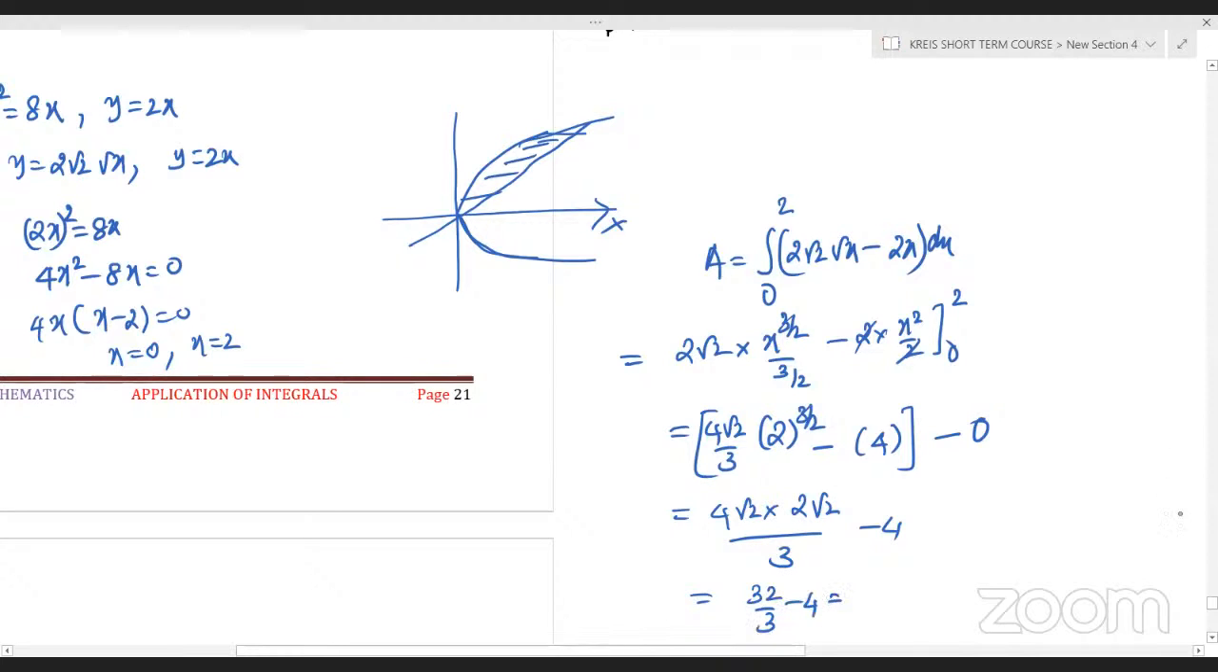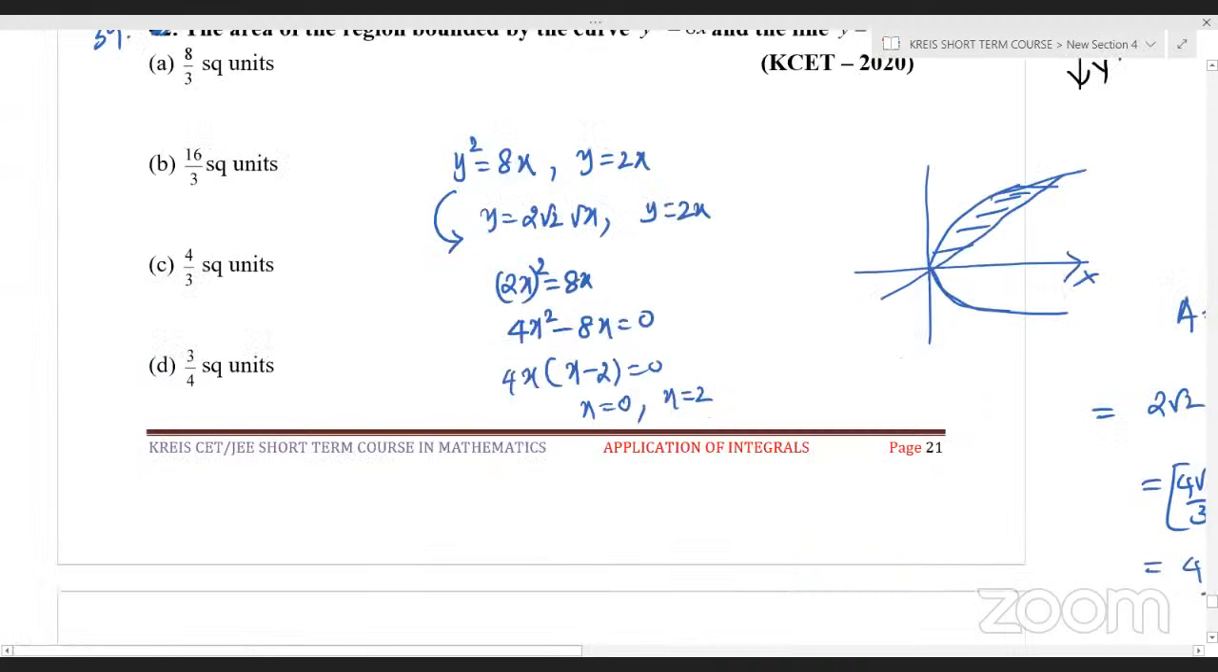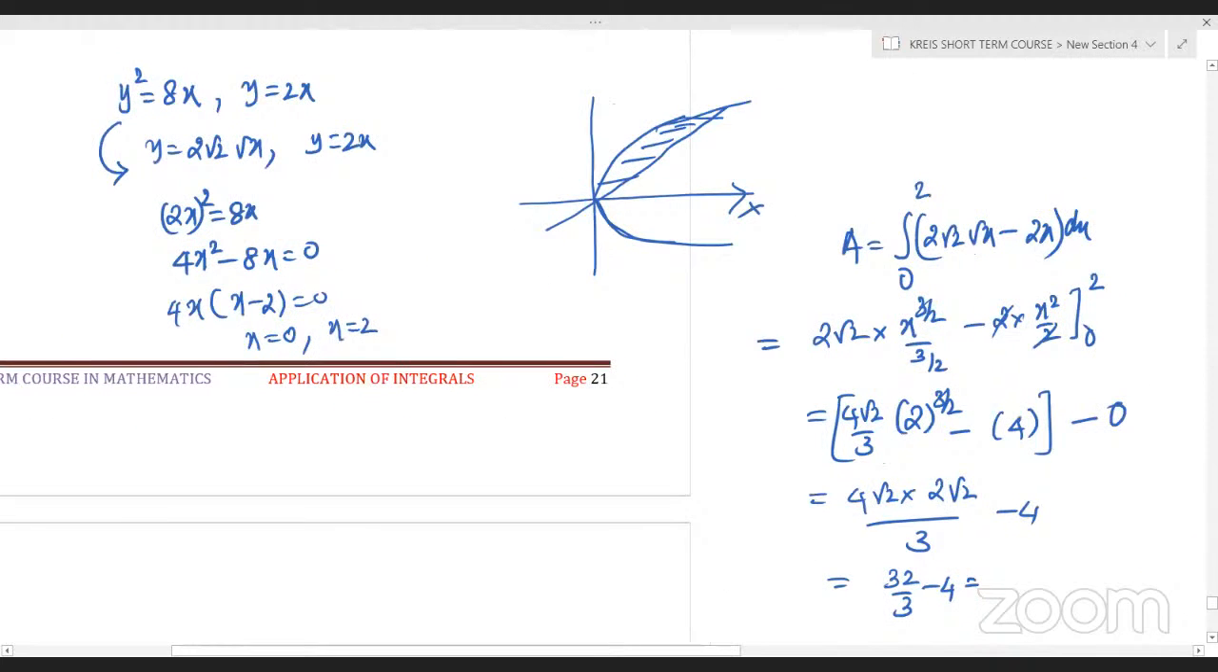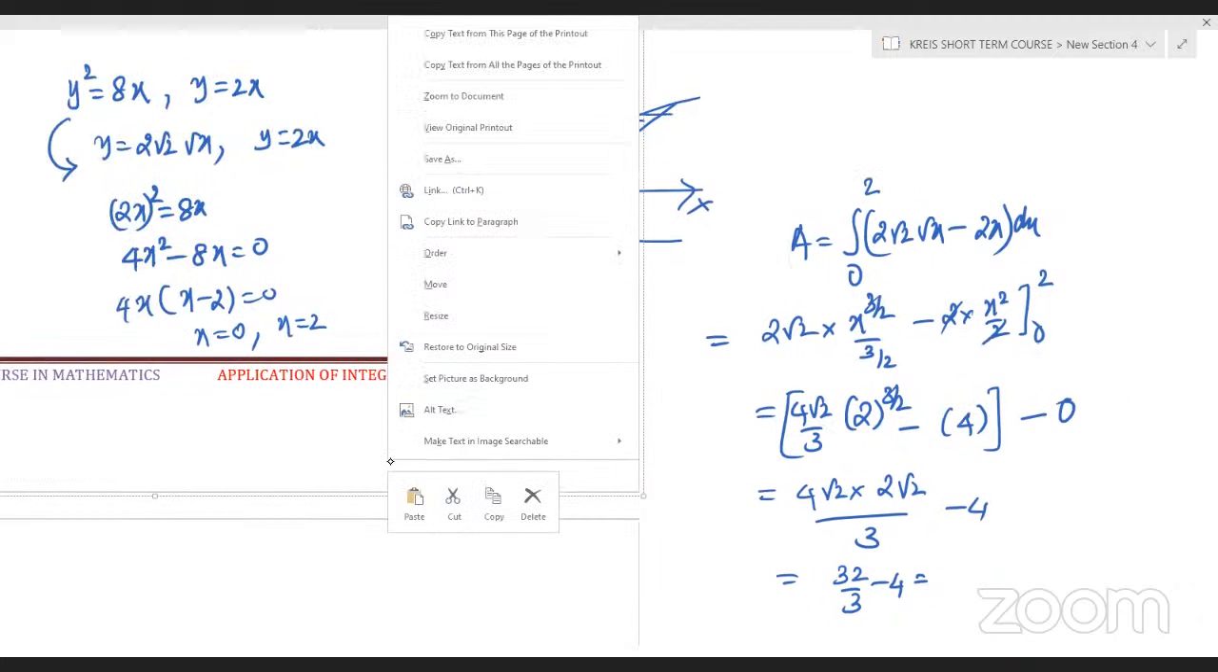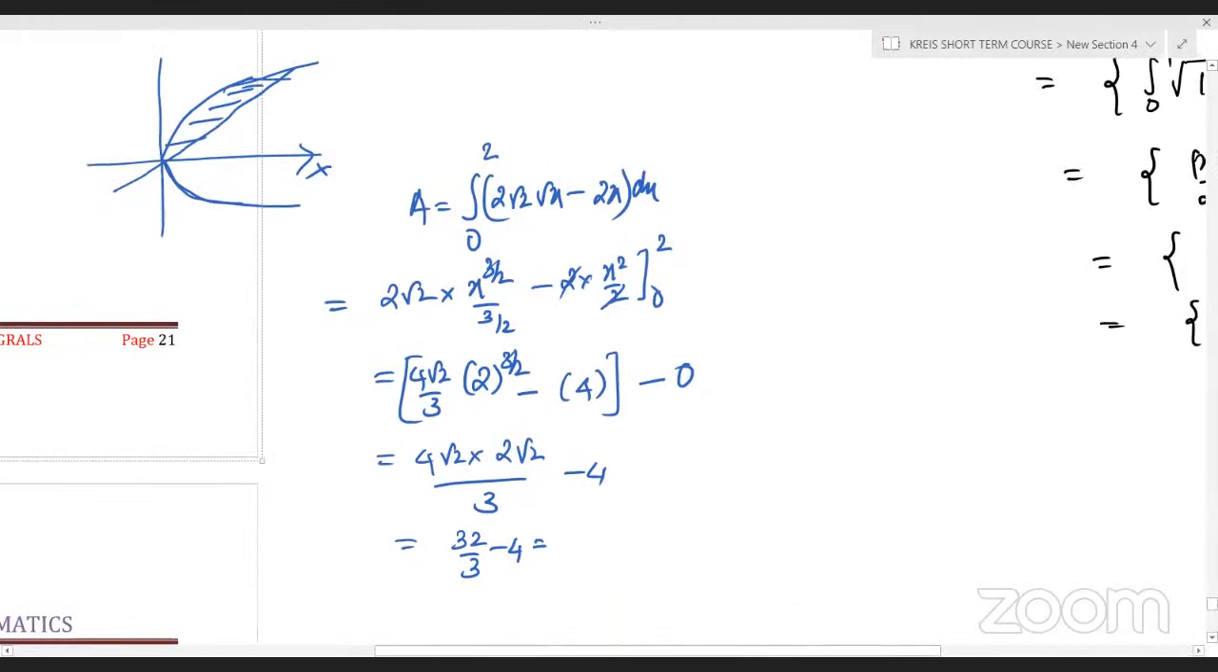So this is nothing but the answer for this question. It is 32 minus 12. It is going to be 20 divided by... maybe some mistakes with the calculations. You can check the calculation part.